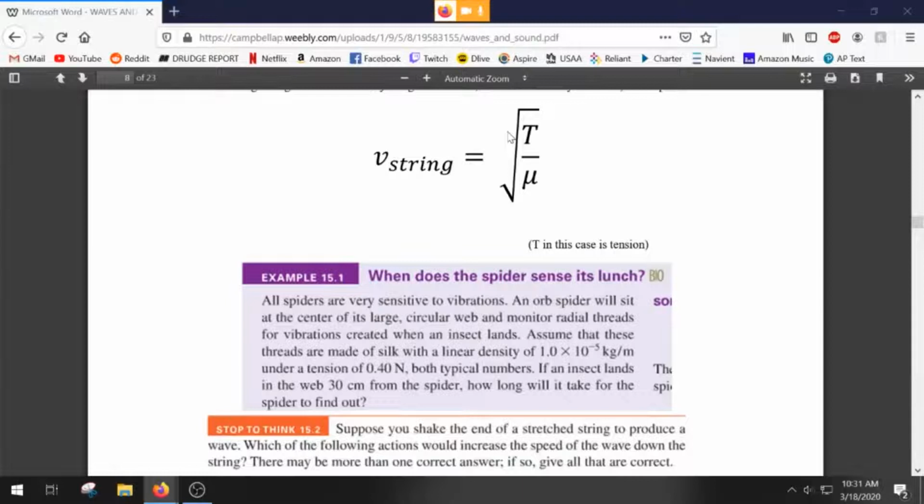To gut check your answer, does that make sense? Well, yeah. A spider's web should have evolved in such a manner that the spider can nearly instantly recognize when it's caught something in its web. So a very small time is perfectly appropriate there.